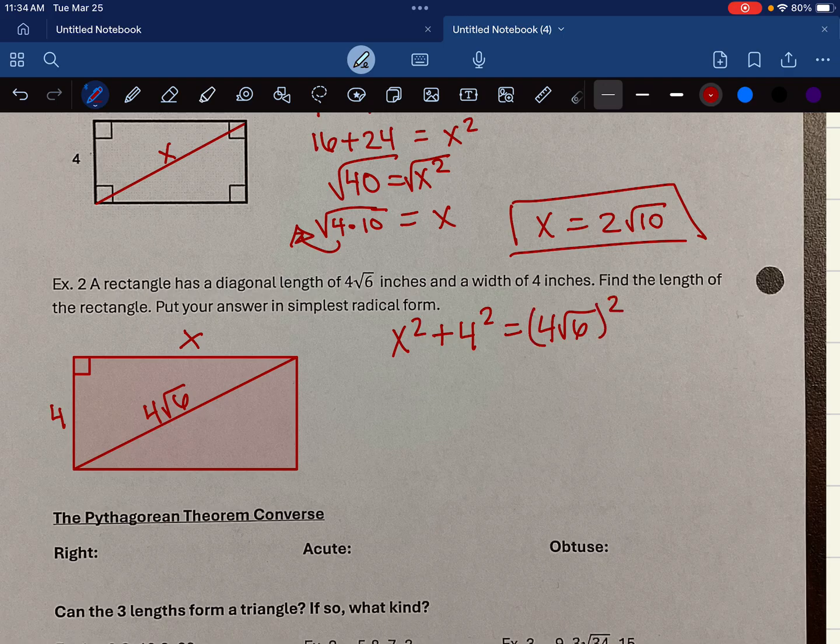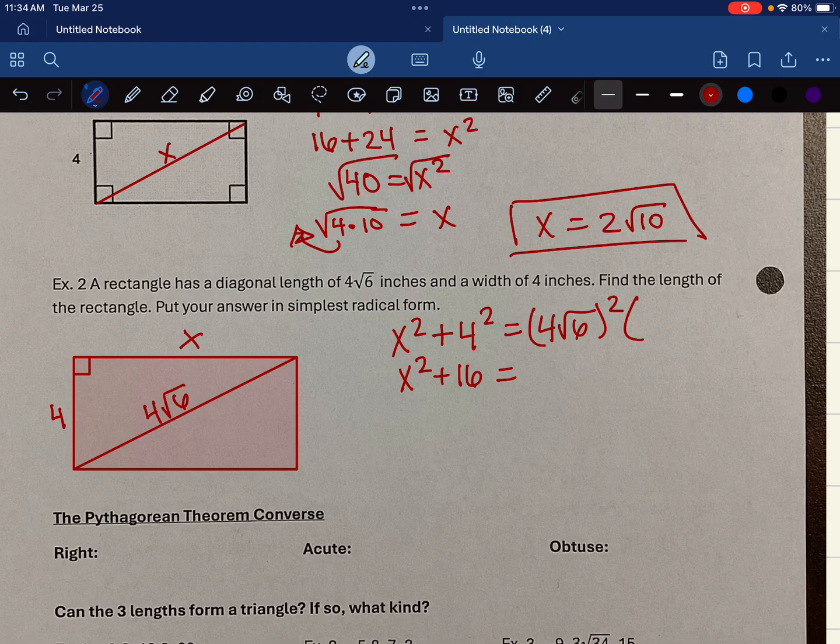Okay. Now, we know 4 squared is 16 because we had that same one on our last problem. What about 4 square roots of 6 squared? We haven't really seen this yet. How do I work that out? Just factor first and then square. Factoring won't really work because there's nothing to factor from 6. Square 4. Yes. Because remember, it's just multiplying this by itself.